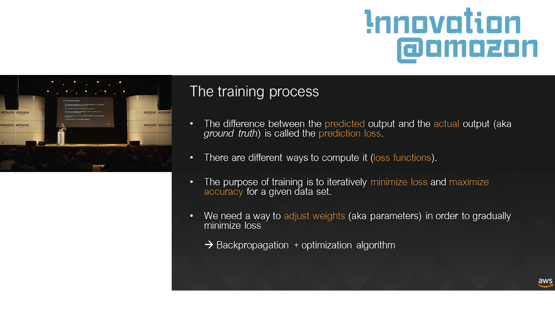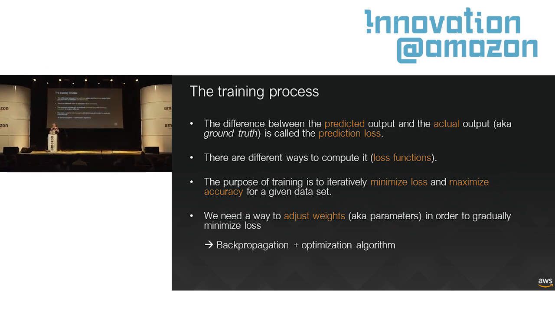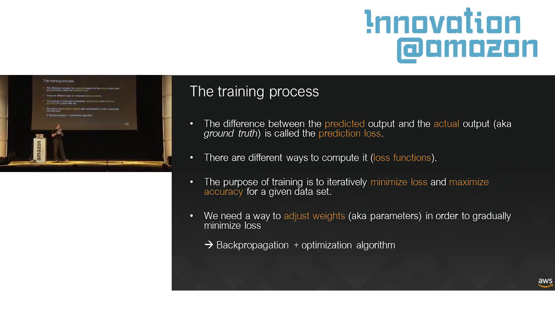And there are many ways to compute them using loss functions, and that's part of the architecture of the network too. So the purpose of training is to minimize loss. So we're trying to lower the loss as much as we can, and that should increase accuracy, right? If we reduce the prediction error, then the actual accuracy should go up. And that's the purpose of training. So again, we need a way to run the data set through the network again and again and again, and find a way to automatically adjust the weights in order to decrease loss and increase accuracy.